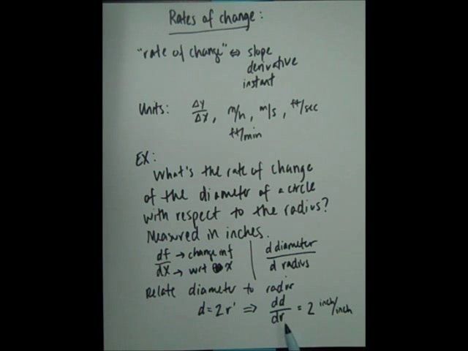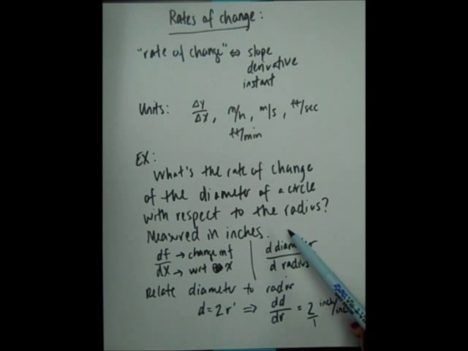So every time the radius changes by 1, the diameter changes by 2. If you want to think of it as a fraction, you can think of 2 over 1. So this is saying for each increase of 1 inch of the radius, my diameter is increasing at a rate of 2 inches.